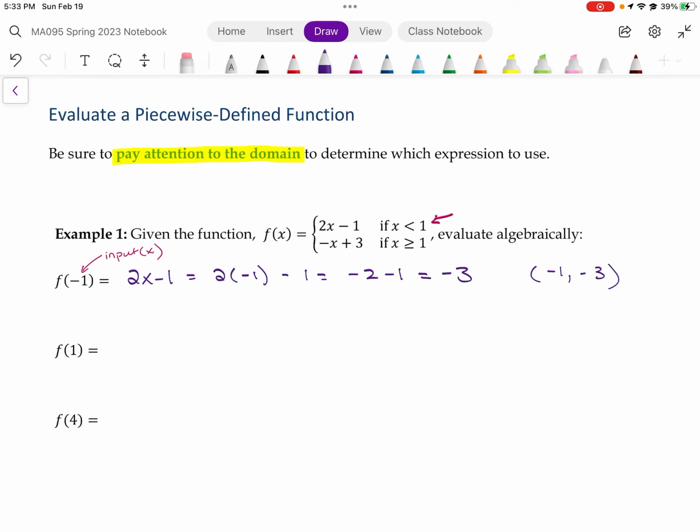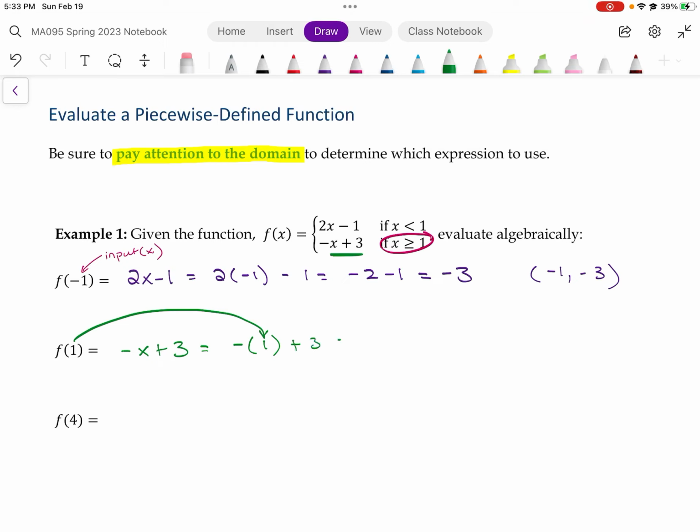All right, so f of 1, which one are we going to use? So you've got to go look and see which one we're going to use. Is 1 less than 1, or is it greater than or equal to 1? Well, then it's equal to, right? So you're going to use the second one. All right, so I'll use a different color because each of these is different. You've got the equation negative x plus 3. That's the one we're going to use. Okay, so that's this equation here. So our value for x is 1. I'm just plugging it in right there.